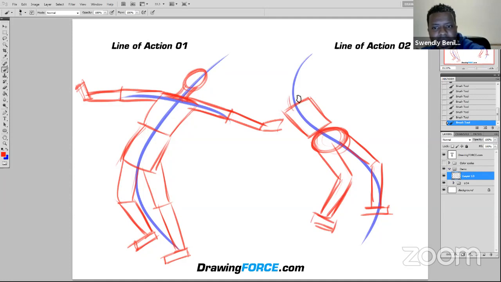And maybe we have the neck bending a little bit. Egg shape for the head.